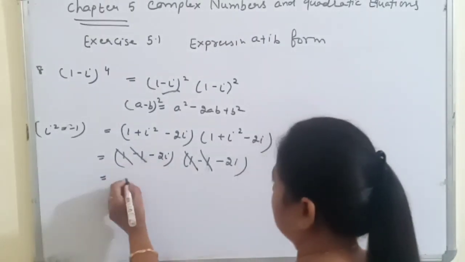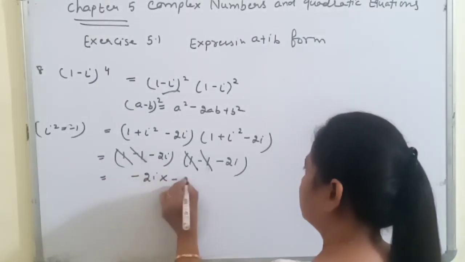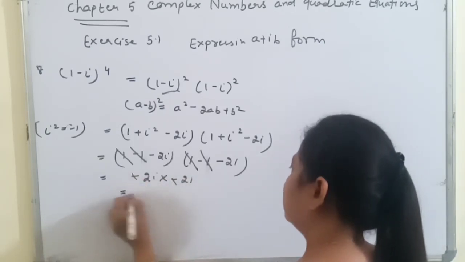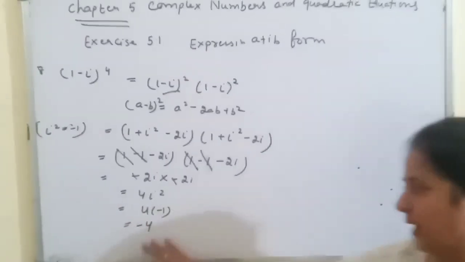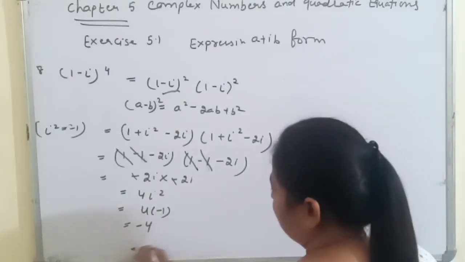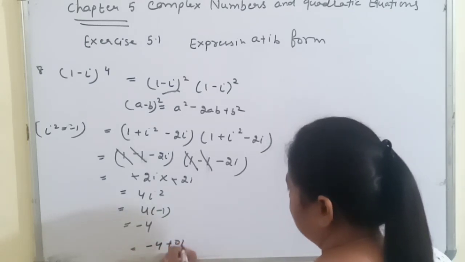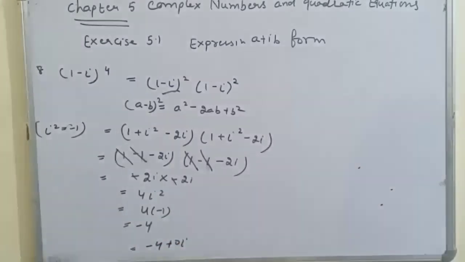So what is left with us? Minus 2 iota into minus 2 iota, plus 2 into 2 is 4 iota square, 4 into minus 1. So what is the result? The result is minus 4. When we have to write it in complex form, we can write minus 4 plus 0 iota.